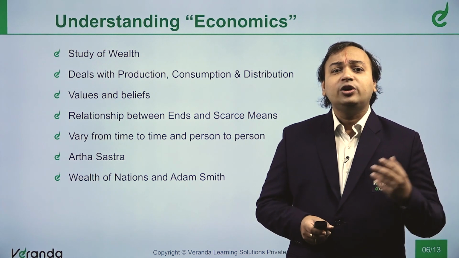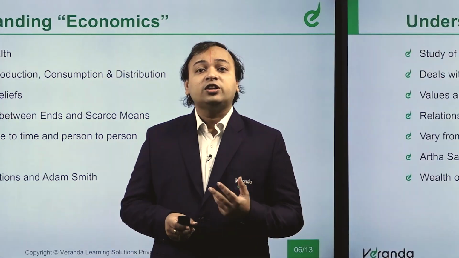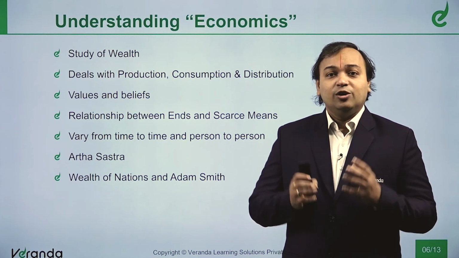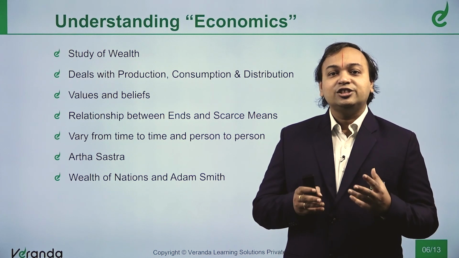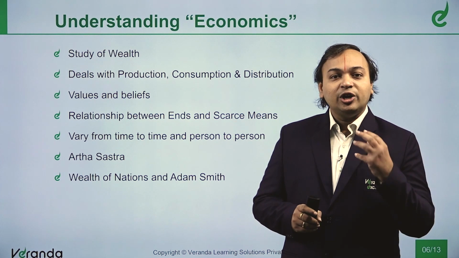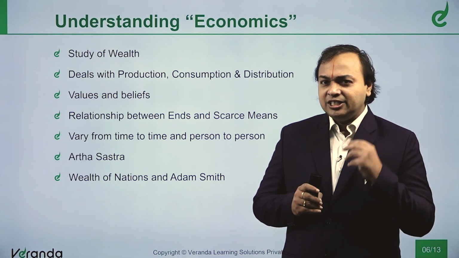Very recently, some 200 years before, we had a person called Adam Smith, who is called the father of economics. He has written a very big book, which is called Wealth of Nations. It runs into hundreds and hundreds of pages. It speaks about why a particular country is generating wealth in a particular space. The reason is very simple.